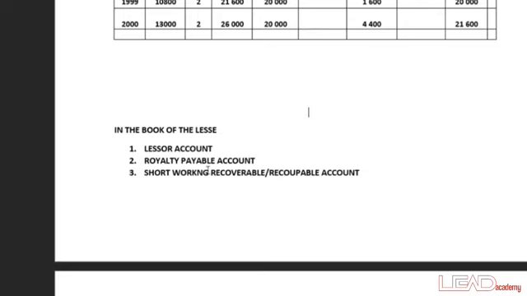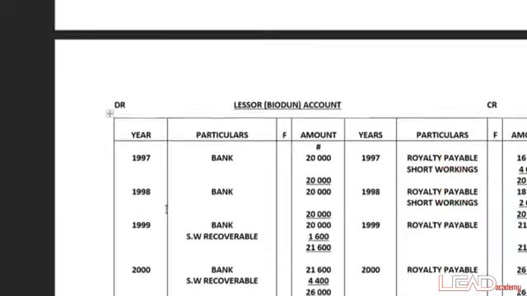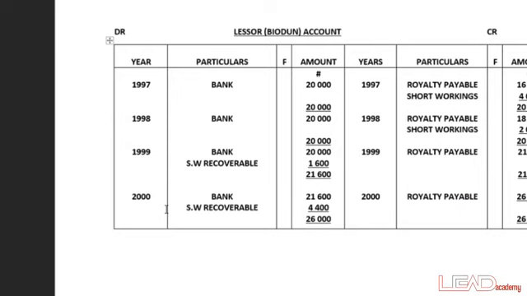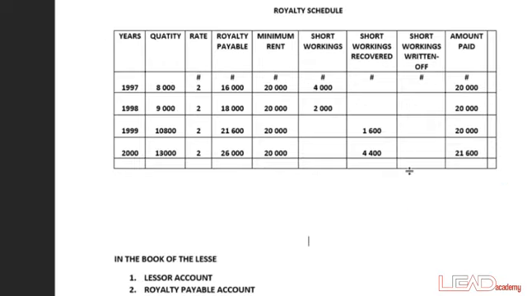So in that case you have to prepare just three accounts, but in a case where there is a sub-lessee, which is a subtenant, you are going to create six accounts. You are going to create the sub-lessee account, royalty receivable account, and short workings account. So don't worry. The more you practice, the more you understand how to calculate royalty accounts.